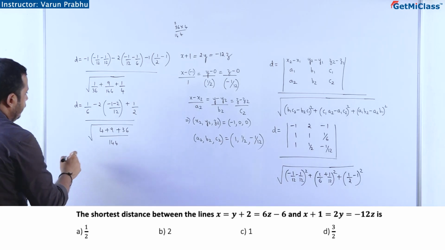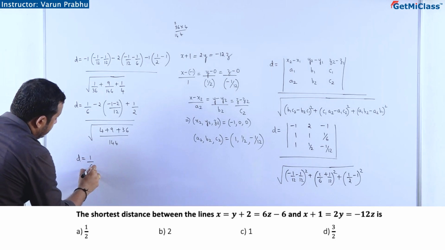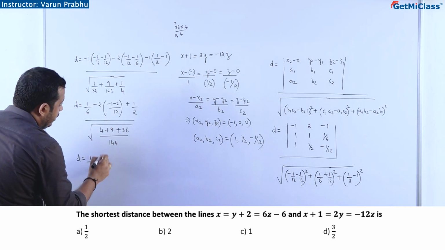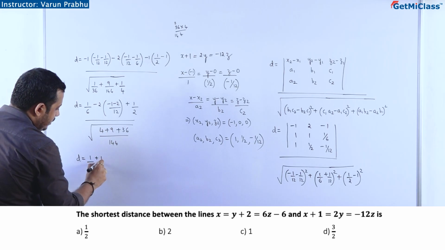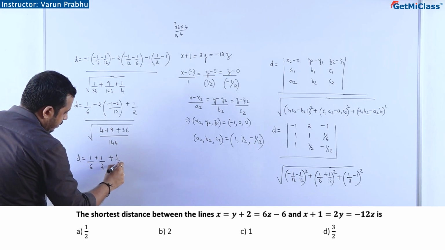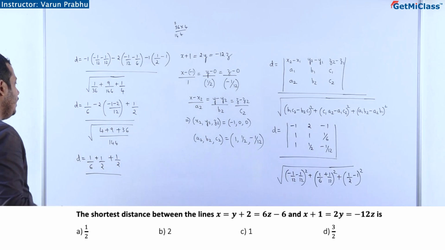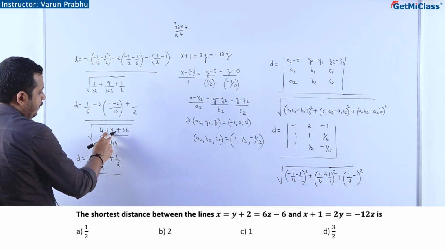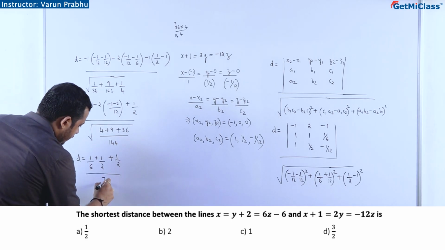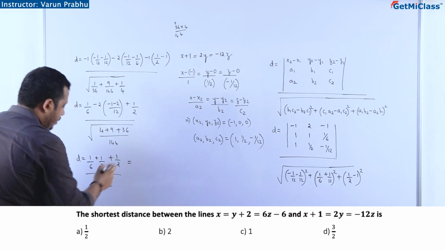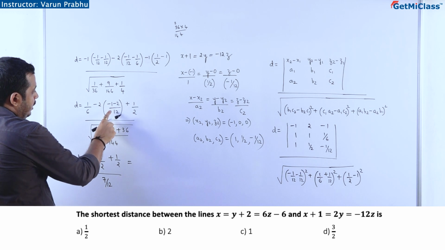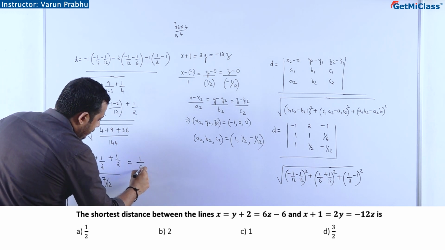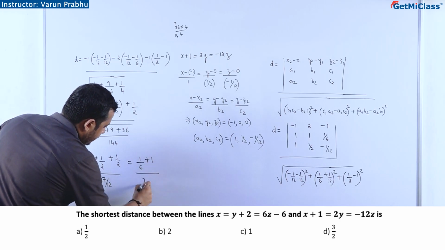So your answer to the question: D is equal to 1 divided by 6, minus 3 by 12, which is minus 3 divided by 12, plus 1 by 2, divided by root of 36 plus 9, that is 45, plus 4, 49. So this is 7 divided by 12. Minus into minus will be plus, so the numerator is 1 divided by 6 plus 1 by 4 plus 1 by 2, divided by 7 by 12.